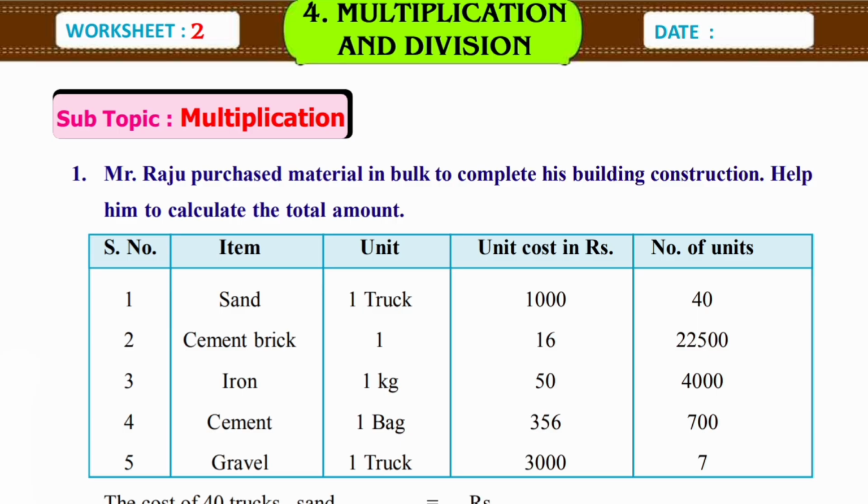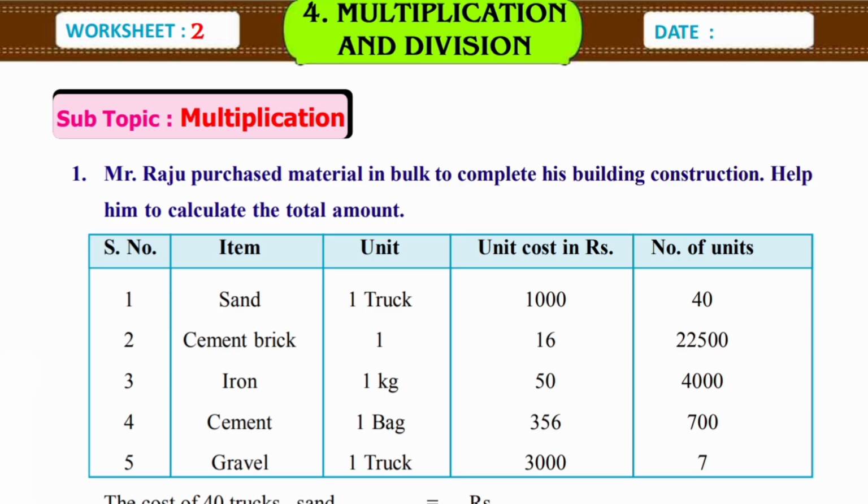He was constructing his building. To construct his building, he purchased material in bulk. That material is given in a table. We have to help him to calculate the total amount. Let's see the box.